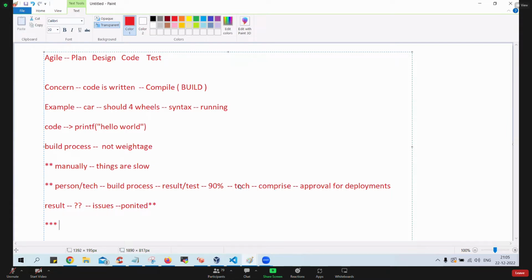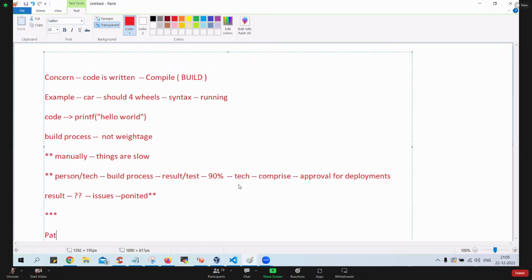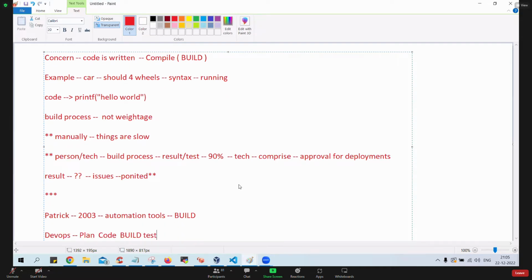Now, what happened? Patrick identified all these things around 2006. This is what I was telling you: some automation tools were evolving in the build segment to overcome this kind of problem. So Patrick was advising, can't we implement automation tools in the build process? That is where we are using Jenkins, Travis CI, Azure DevOps.